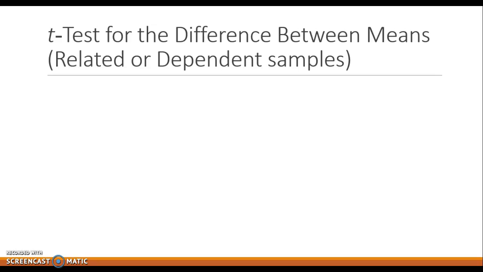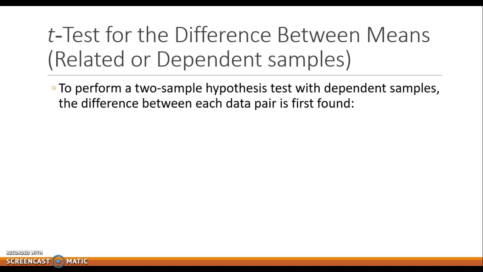So I'm going to start throwing equations at you. But again, the nice thing about these equations that I'll be hurling in your general direction is that they're all pretty similar to what we've already covered. Here we go. The first step, and I will give you the traditional step-by-step process in just a second. But to perform a two-sample hypothesis test with dependent samples, first, we need to look at the difference between each pair.